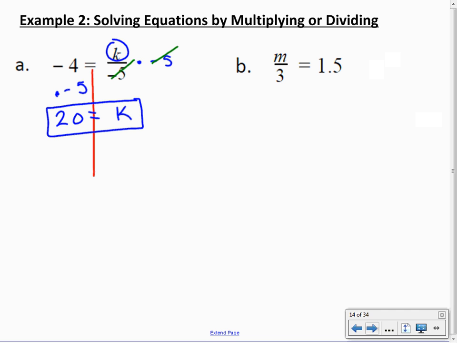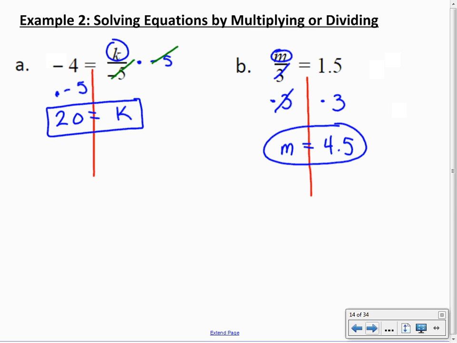Very similar idea for b. We have m divided by 3. To get m by itself, we need to multiply each side by 3. So these cancel. We're left with m on the left side. 1.5 times 3 gives us 4.5. Leave this one as a decimal, only because the right side of our equation started off as a decimal.